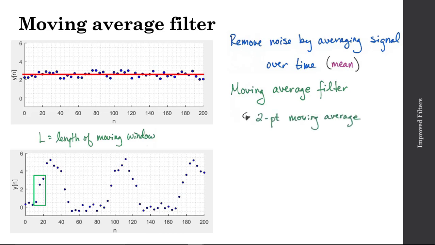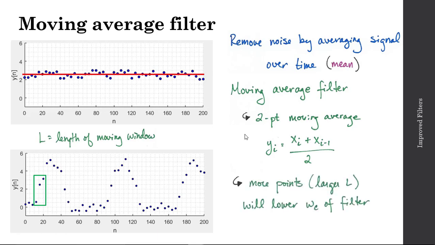As an example, if we take a 2-point moving average filter, so our length would be 2, and this box would capture 2 points at a time, the output would be y sub i equals x sub i, each data point, plus the preceding data point, x sub i minus 1, divided by 2 for the 2-point moving average. If I wanted to do a 3-point moving average, as I was showing here, I would take 3 points divided by 3. A 4-point moving average would have 4 points divided by 4, and so on.